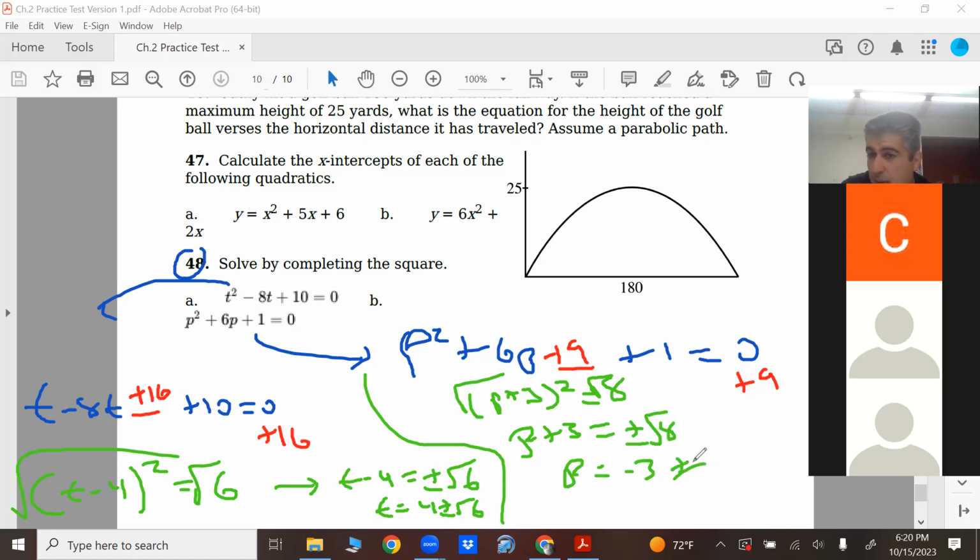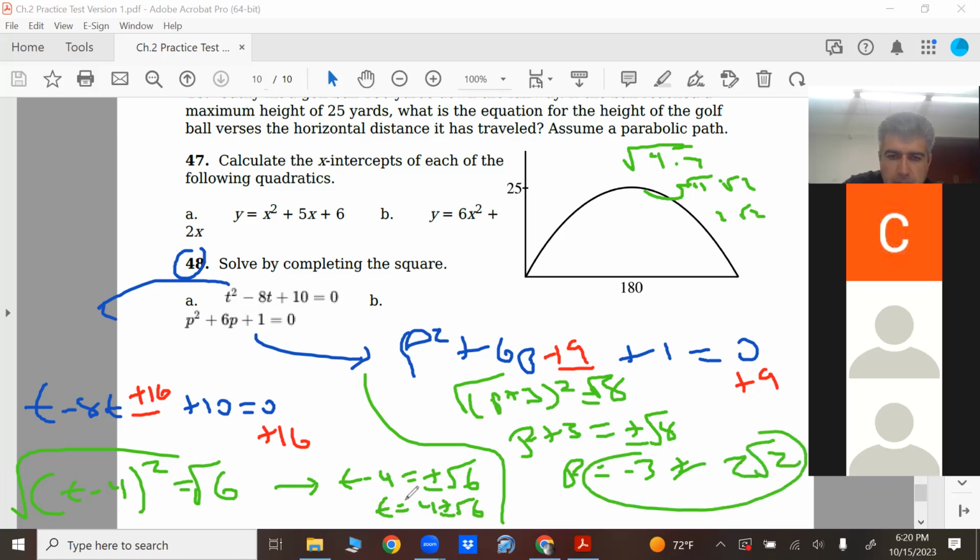And I will also get the simplified radicals. So 4 is a factor of 8. So it's root 4 times 2, or root 4 times root 2, or 2 root 2. So plus minus 2 root 2. And there you go.